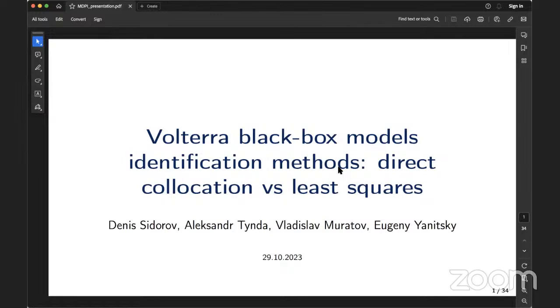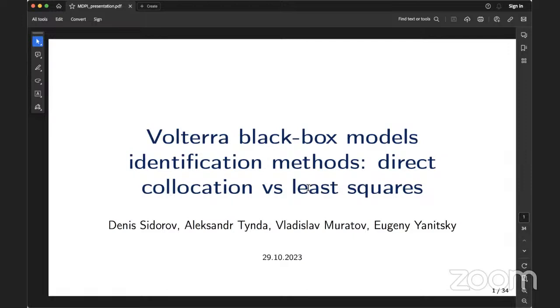And so first of all, as announced, I will be talking about the Volterra black box models, which are one of the most traditional tools on the one hand, but still, I think, underestimated for identification and modeling of nonlinear dynamical systems.